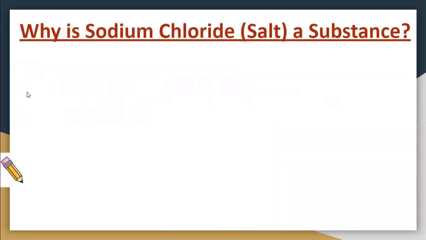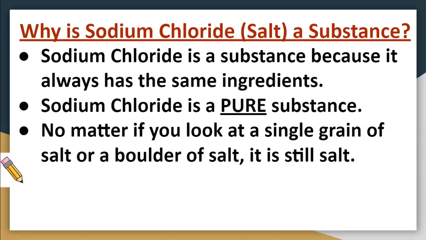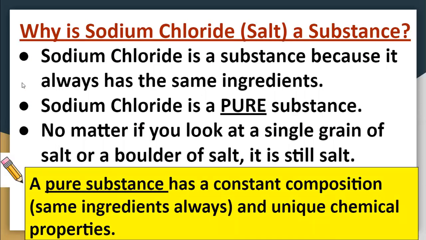Why is sodium chloride salt a substance? Well, I already told you. Sodium chloride is a substance because it always has the same ingredients. Sodium chloride is a pure substance. No matter if you look at a single grain of salt or a boulder of salt, it is still salt. So it is a pure substance. A pure substance has a constant composition. That means it always has the same ingredients and it has unique chemical properties.